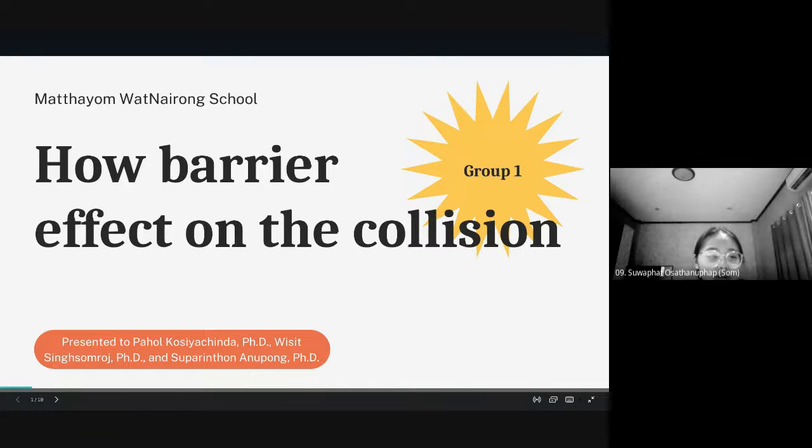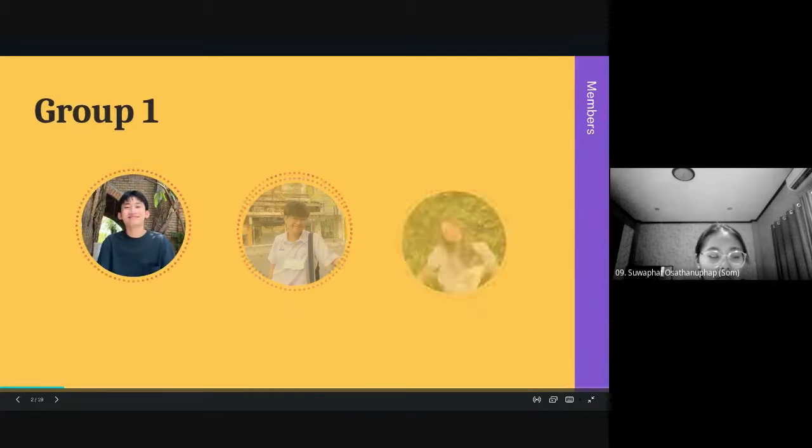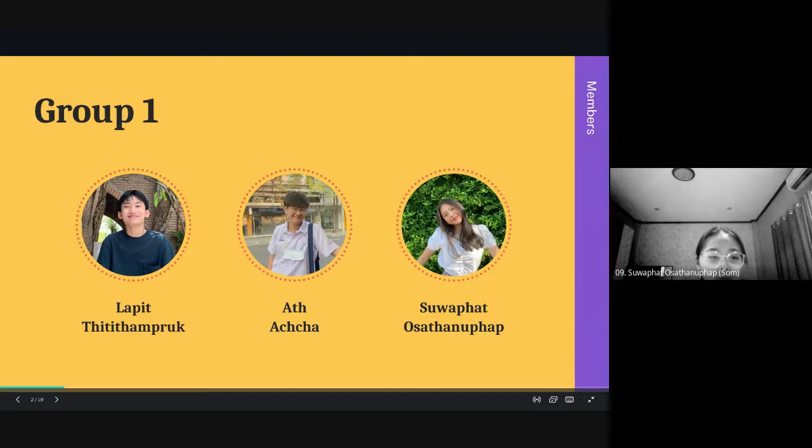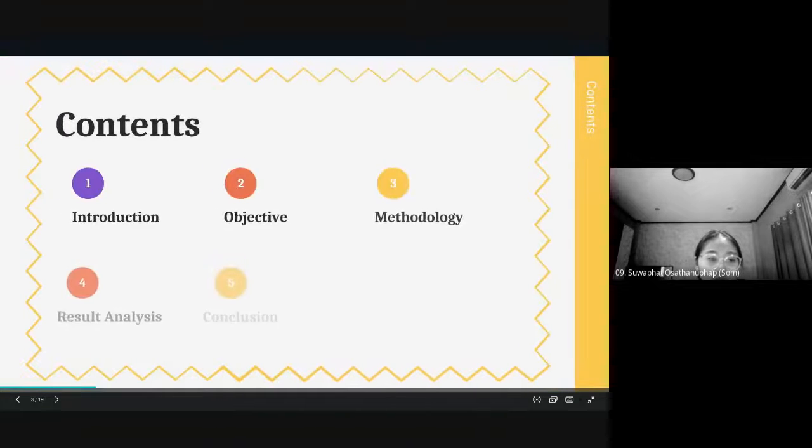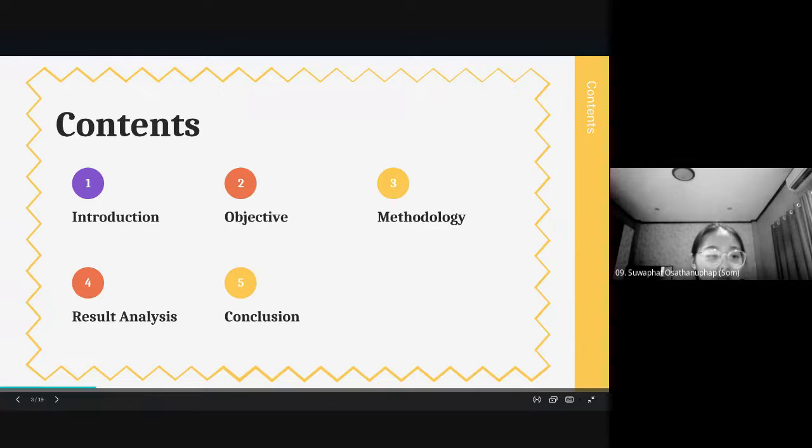So we're going to present our project about how barriers affect the collision. Here are the members of the group. This is the table of contents. We're going to talk about the introduction first, then have a look at the objective, then the methodology, the result analysis, and conclusion.